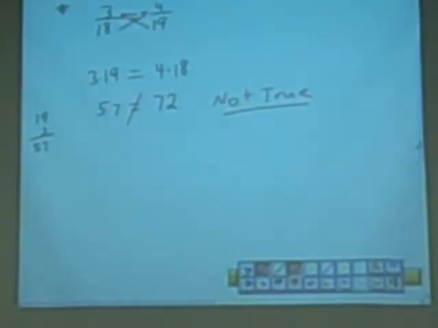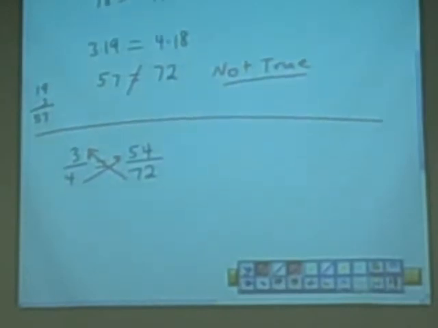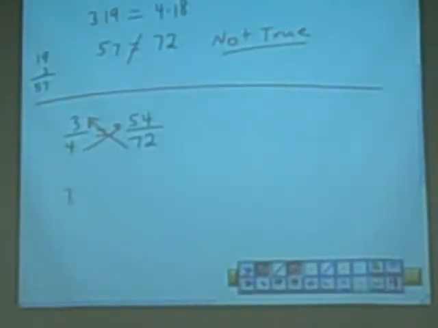Any questions with that? Well, let's try another one. Let's say we have 3 over 4 is equal to 54 over 72. Okay, so we go ahead and cross multiply, and it really doesn't matter which one you put on whatever side. So we're going to do 3 times 72 on one side, and 54 times 4 on the other side.